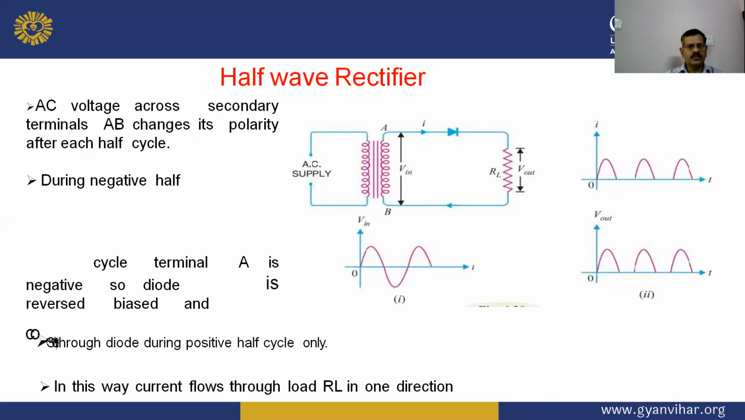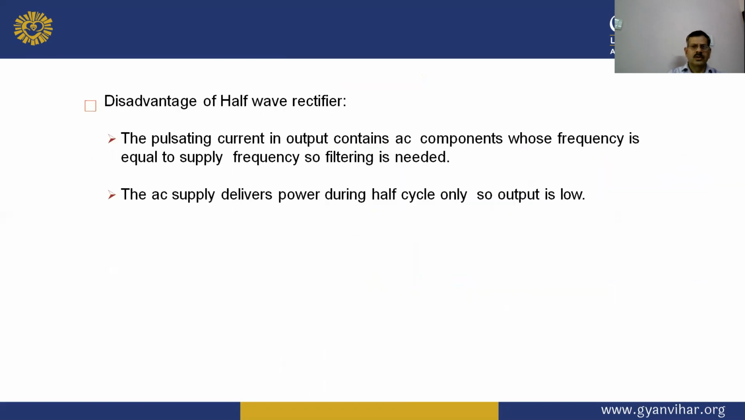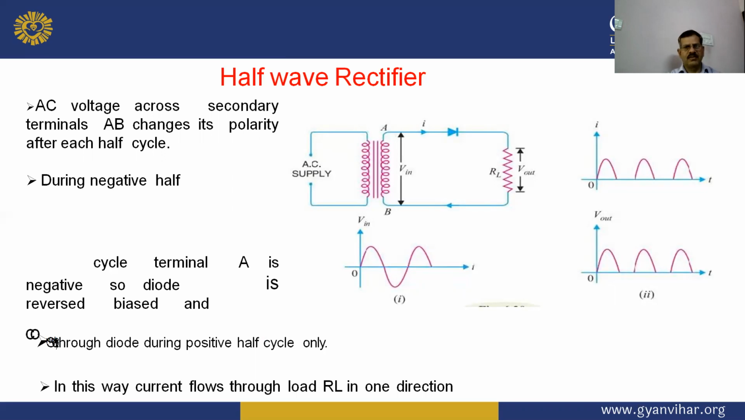The AC voltage across the secondary terminals AB changes its polarity after each half cycle. We can also see this in the circuit diagram. During the negative half cycle, terminal A is negative in this circuit, so the diode is reverse biased, and current flows through the diode during the positive half cycle only. In this way, current flows through the load resistance in one direction only. So this is half wave rectification, in which an AC signal is converted into a DC signal in the form of a half wave.